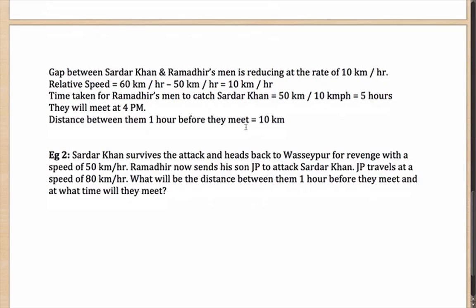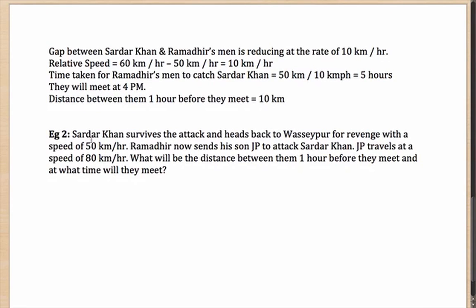Having a follow-up question to this: Sardar Khan survives the attack and heads back to Wasipur for revenge with a speed of 50 km per hour. Ramadhir now sends his son JP to attack Sardar Khan. JP travels at a speed of 80 km per hour. Now you need to realize that both of them are moving in the same direction. The first thing that you need to figure out is the distance between them when they start moving towards each other.